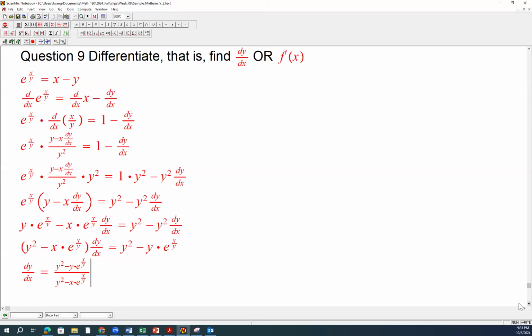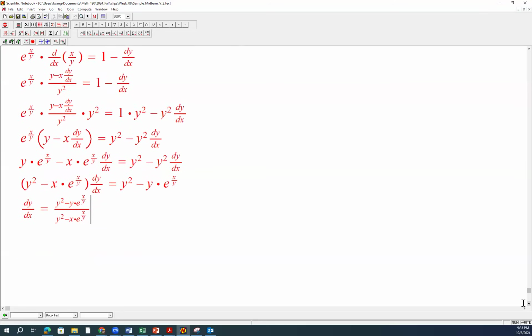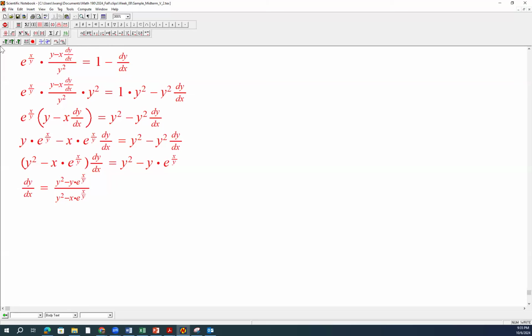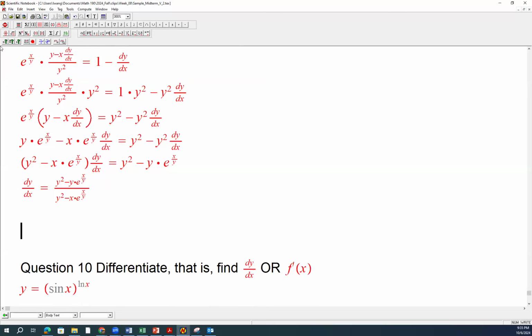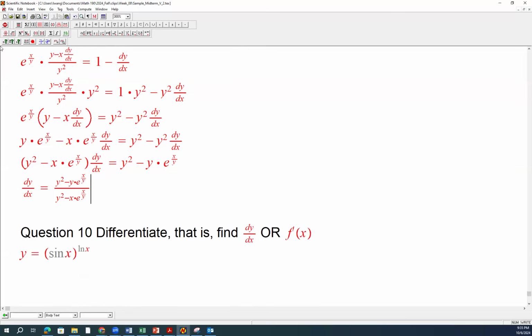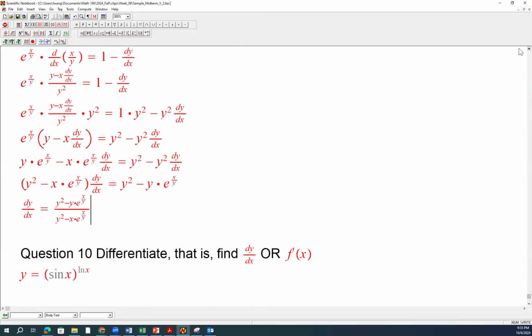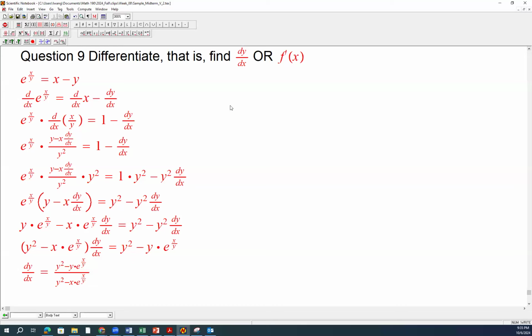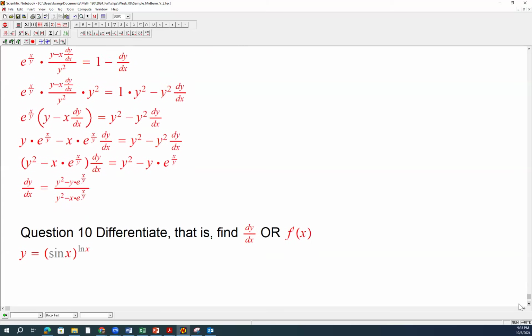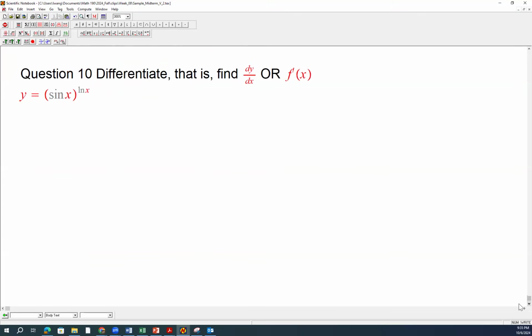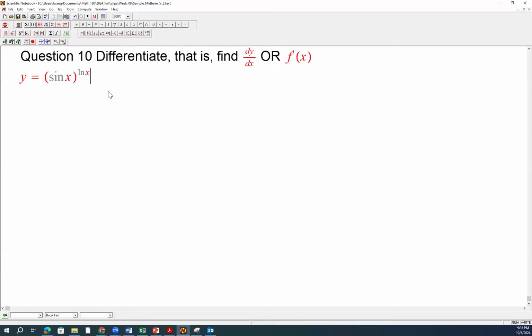Make sure you practice on this. You can do it yourself. It's very important. This is largely not only implicit differentiation, but also algebraic solving of equations. So this is the solution to the whole of the question. All right, last one, logarithm differentiation.